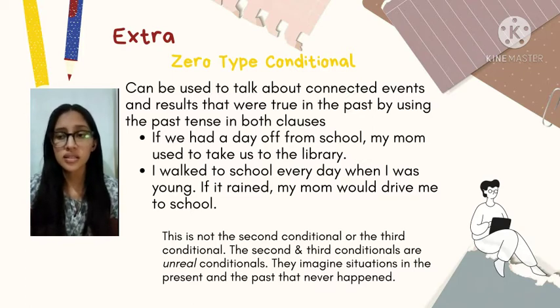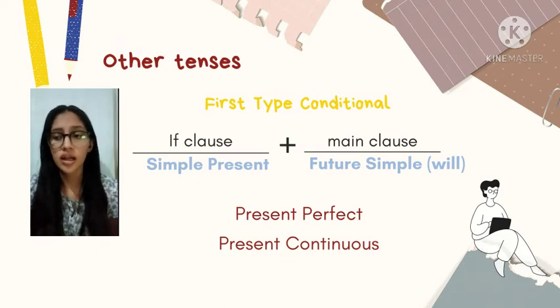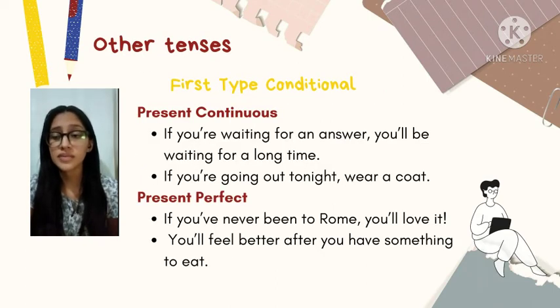Now, other tenses can also be used in the first type conditional, like the present perfect and the present continuous also. If you notice, the examples express the same functions of the first type conditional, so that's why it is possible.